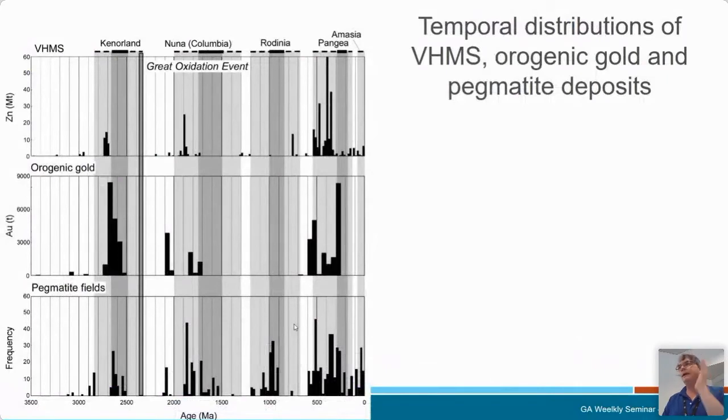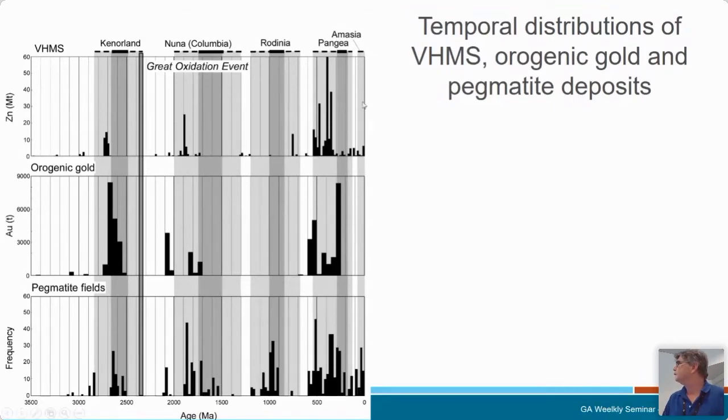If we step back and look at the global system, this is a diagram just showing the distribution of deposits through time. So we have pegmatites, orogenic gold deposits, and VHMS deposits. And you can see there's some systematic patterns there. In the dark gray, we have stability of supercratons or supercontinents, particularly Nuna, Rodinia, and Pangaea. In the light gray, we have the formation or the assembly of these supercontinents and supercratons. And in the light blue on the other side, we have the dispersion of the supercontinents.